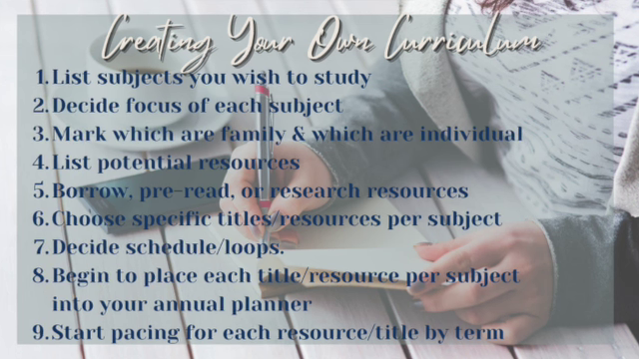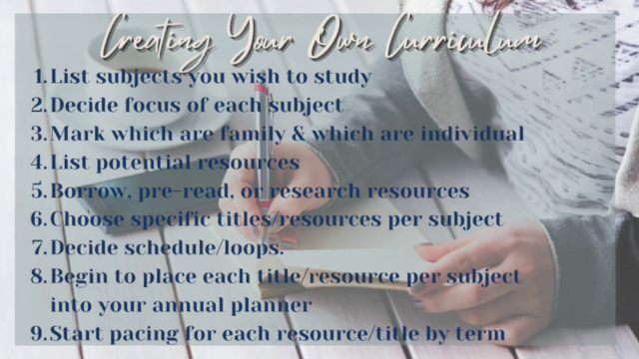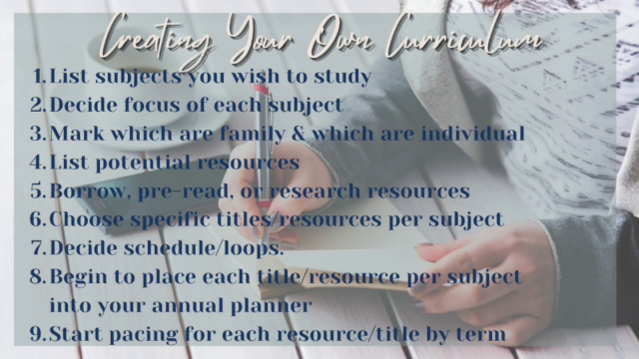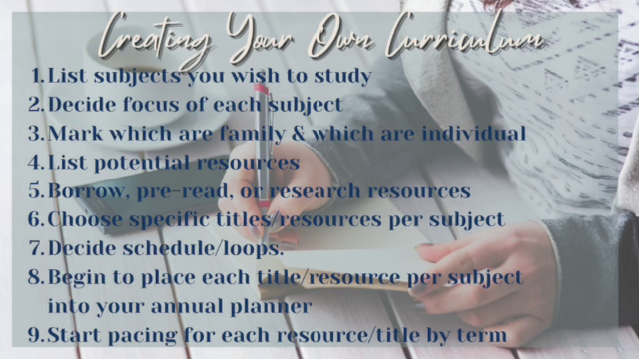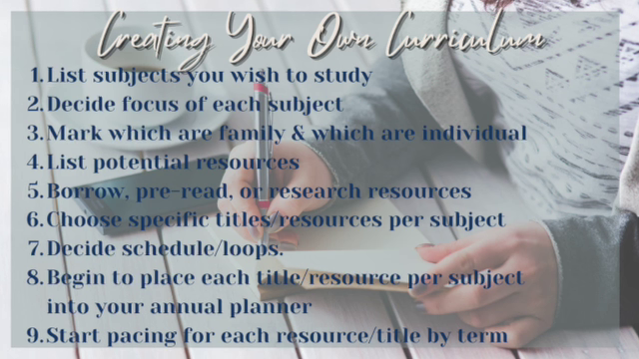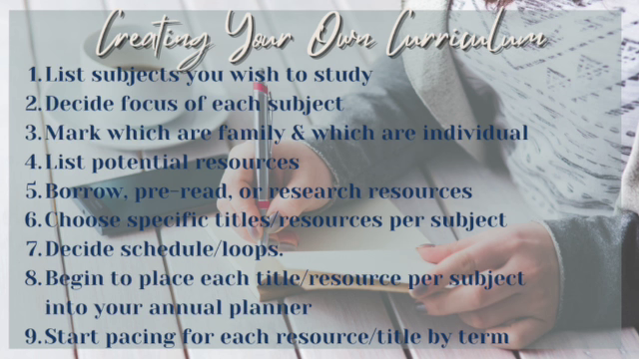The next thing I need to do is borrow, pre-read, and research all those resources. Then once I've figured out, okay, I like this one, but not that one, I'm ready to choose specific titles or resources for each subject. So I'm going to take that same list I have and just put what resource it is for each one. You may have to do that for a whole year, or you may need to do it per term.